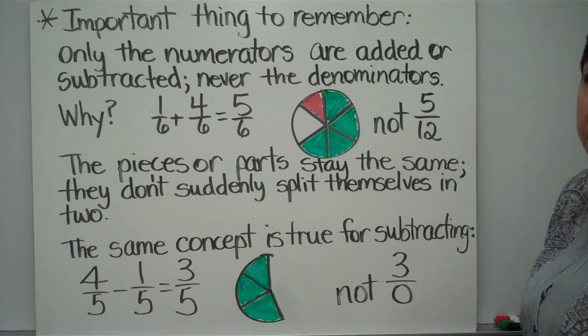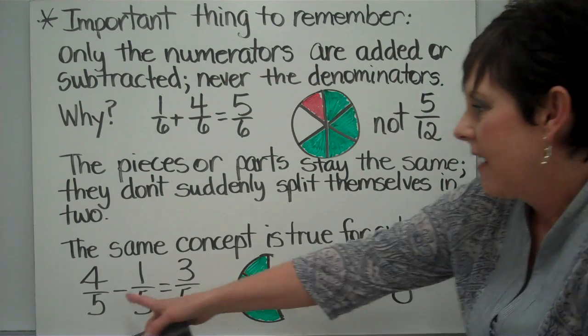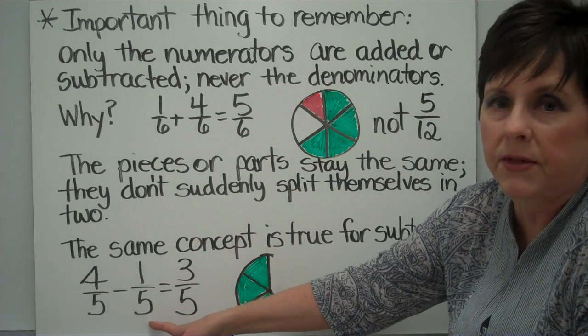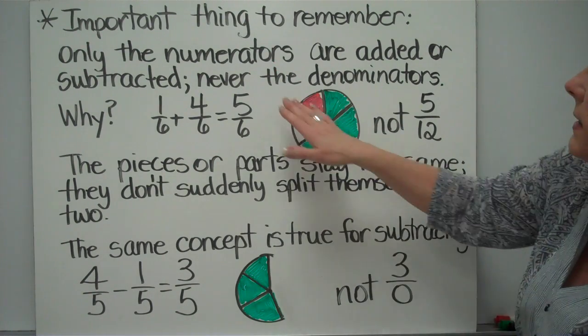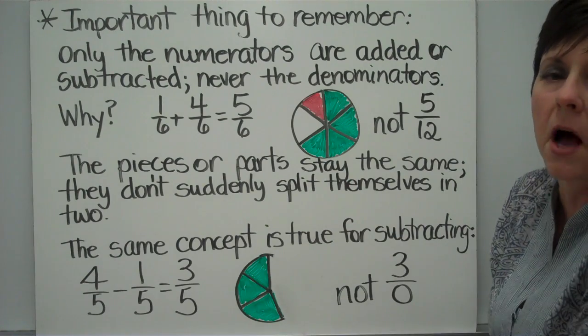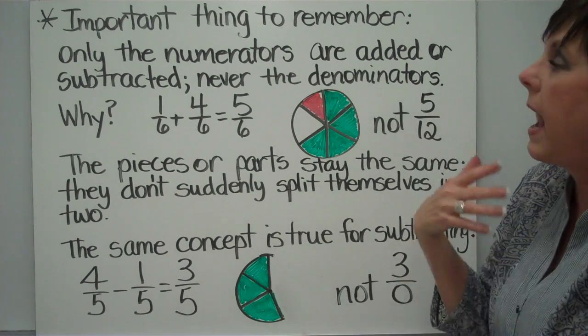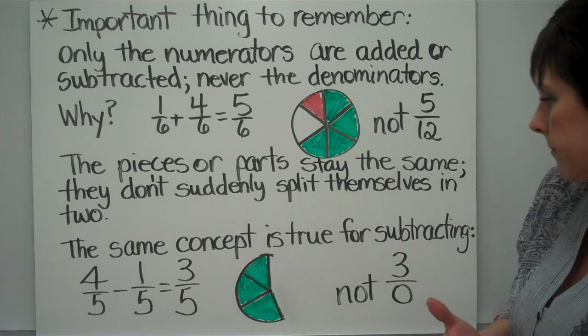not 3 out of 0. That's not even a fraction. That's not a possibility. 5 minus 5, we don't do that with the bottom numbers. Only the numerators are added or subtracted. We never do anything with the denominators when they're the same and we add or subtract them.